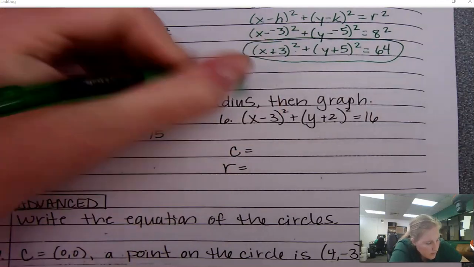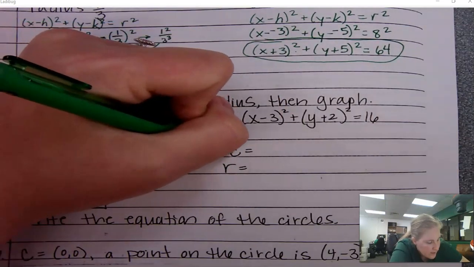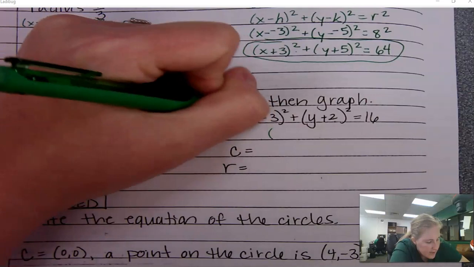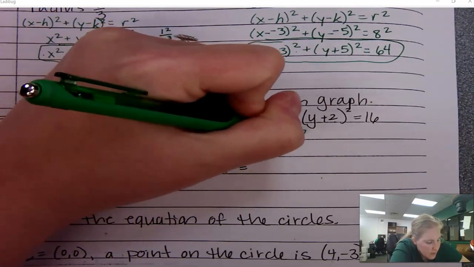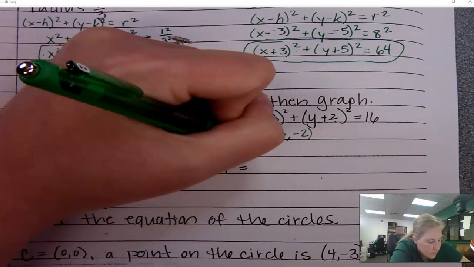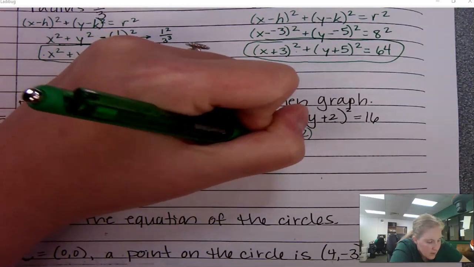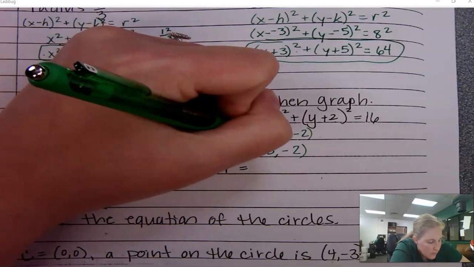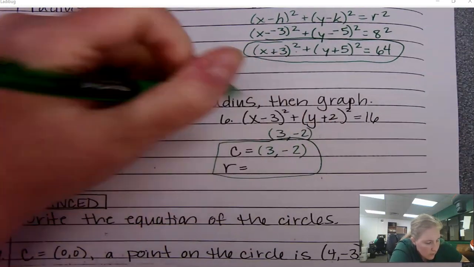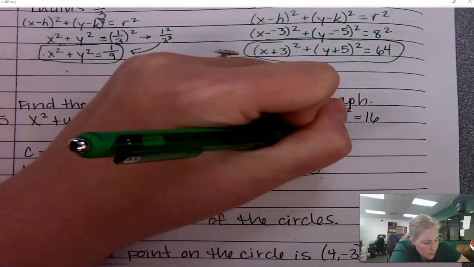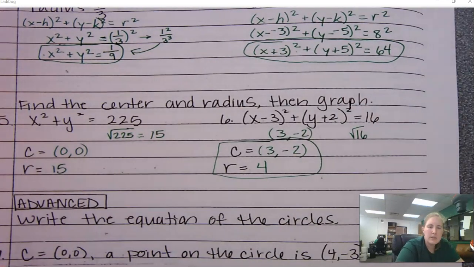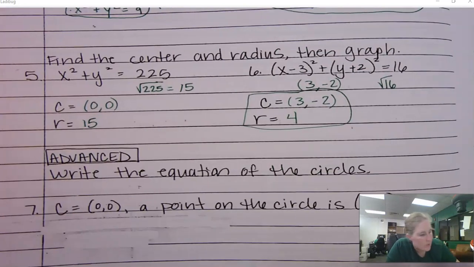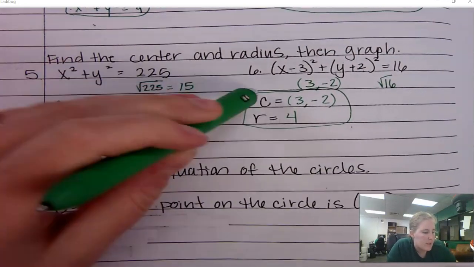So example 6, to find the center, you want to change the sign. So instead of -3, it becomes +3. Instead of +2, it becomes -2. So our center will be 3, -2. And then our radius, you want to take the square root of 16. So it's going to be 4. Alright, great. So we found the center and the radius for both 5 and 6.